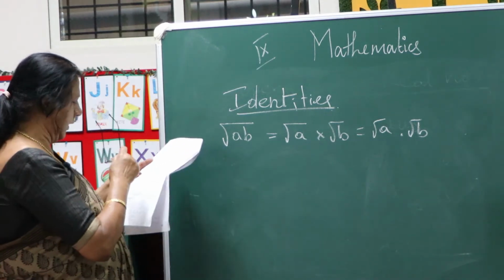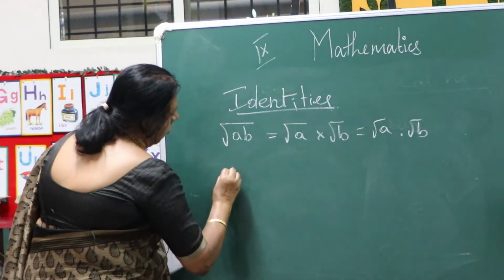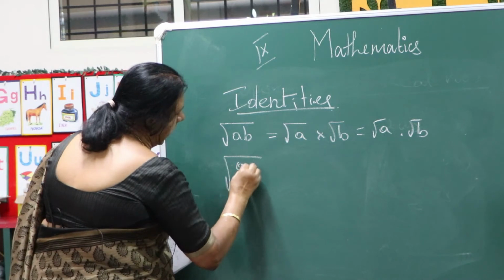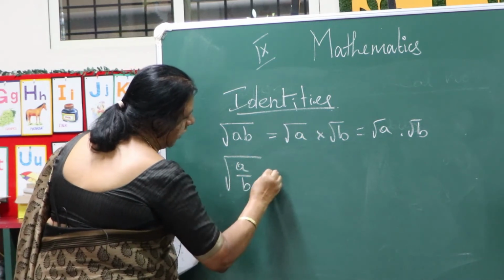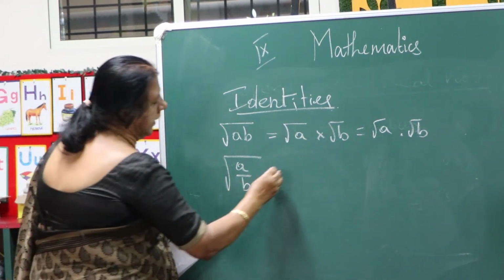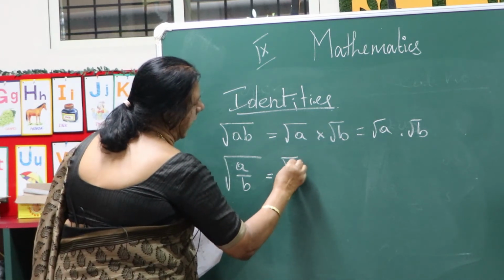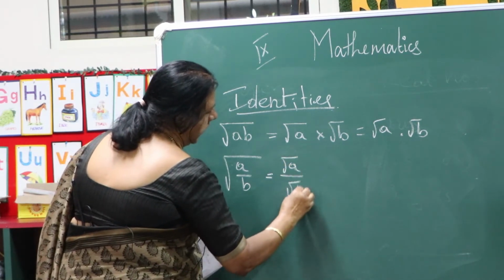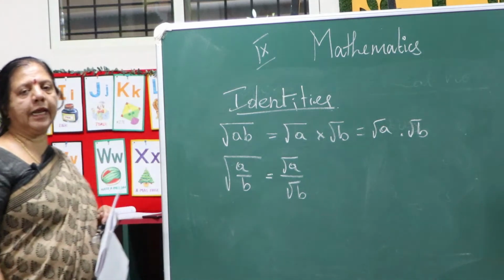The second one is, see here, whole root of A by B, which can also be split as root A by root B. This is the second identity.